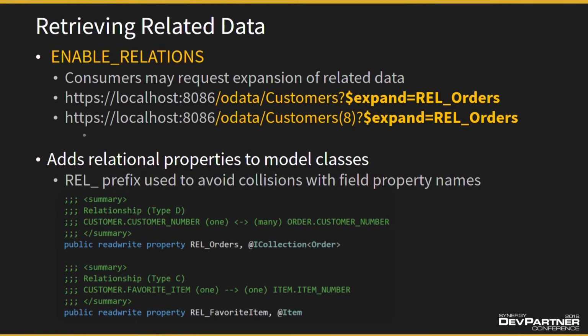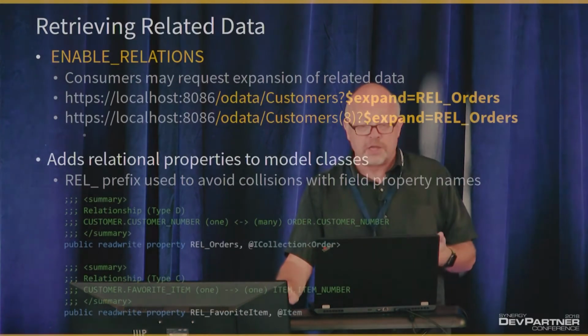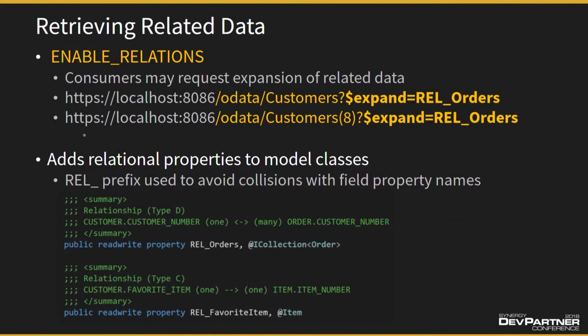So you can see here, collection of order. Some of them might drill down in a one-to-many, and the bottom one there, the favorite item, clearly is a one-to-one relationship out to a single item. And you can drill through those things using the $expand syntax in the OData URL. So you can say things like customers, $expand equals rel orders, which says give me customers and their orders. Or customer 8 $expand rel favorite item says give me customer 8 and their favorite inventory item.